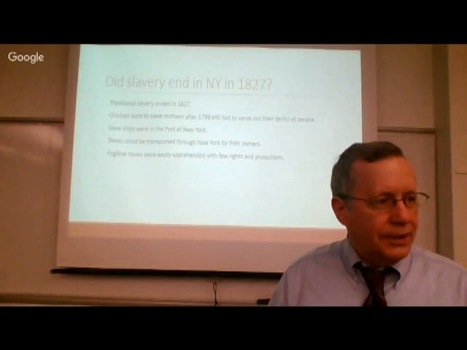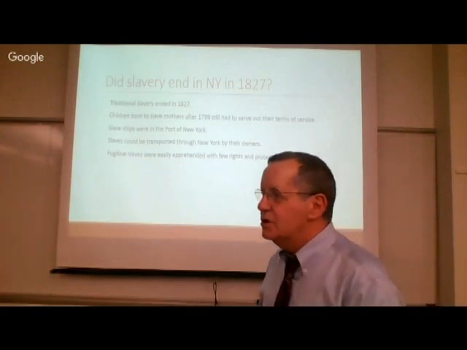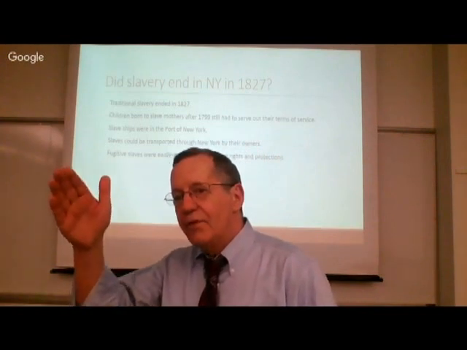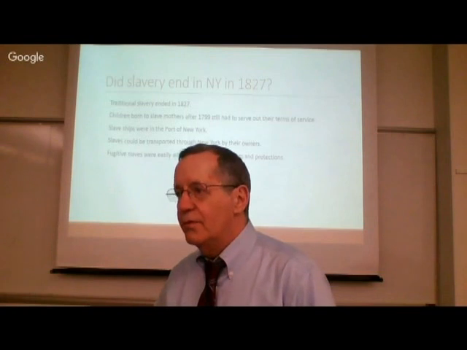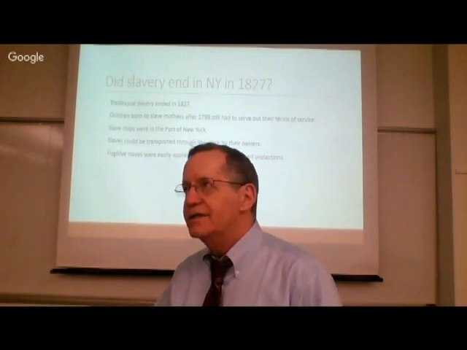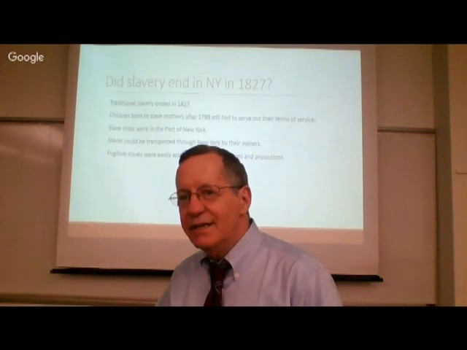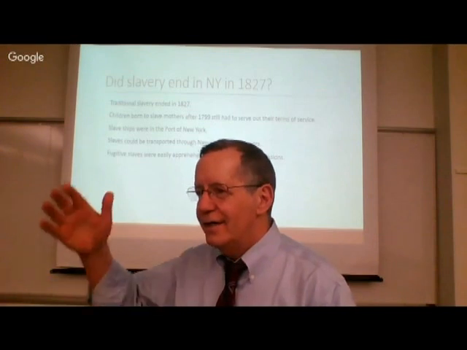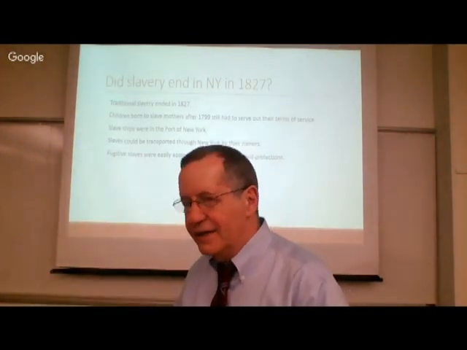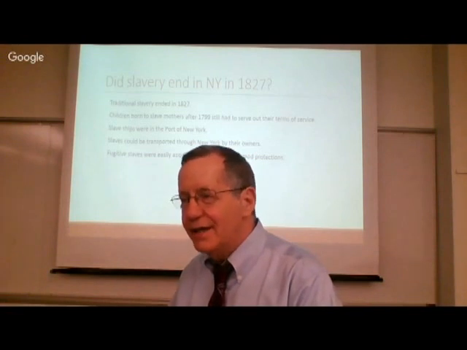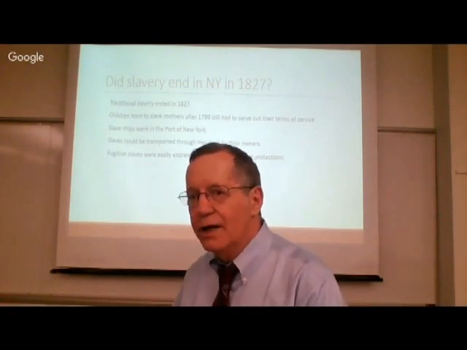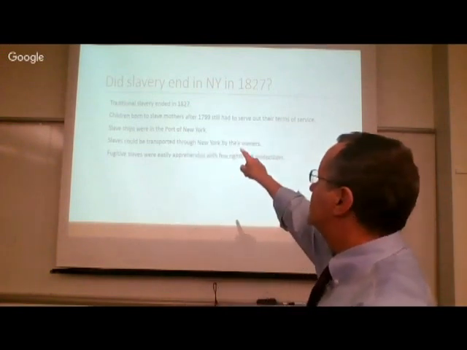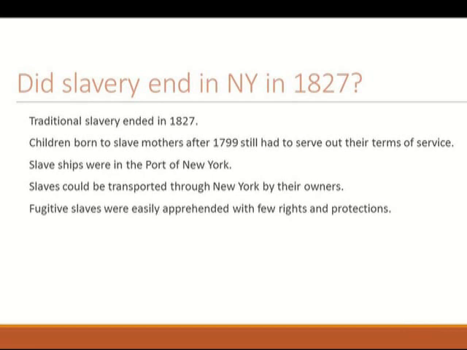Most of the books will say it ended in 1827, because that was the day when the law, passed in 1817, that said that the people who hadn't been freed in 1799 were freed in 1827. And so there is an emancipation by law that happened then, but the question is, what happened to the children born to slave mothers after 1799?